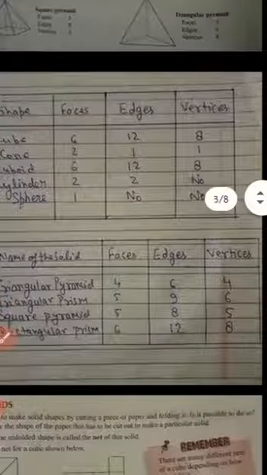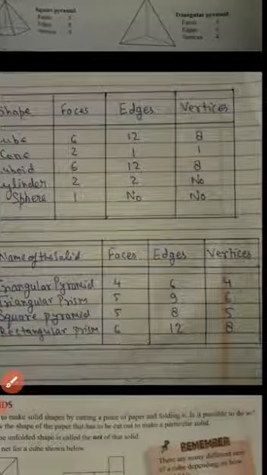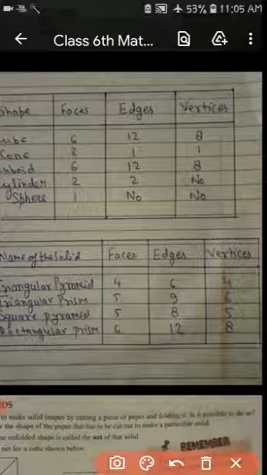Now, the names of the solids. Triangular pyramid: 4 faces, 6 edges, and 4 vertices. Triangular prism: 5 faces, 9 edges, and 6 vertices. Square pyramid: 5 faces, 8 edges, and 5 vertices. Rectangular prism: 6 faces, 12 edges, and 8 vertices.